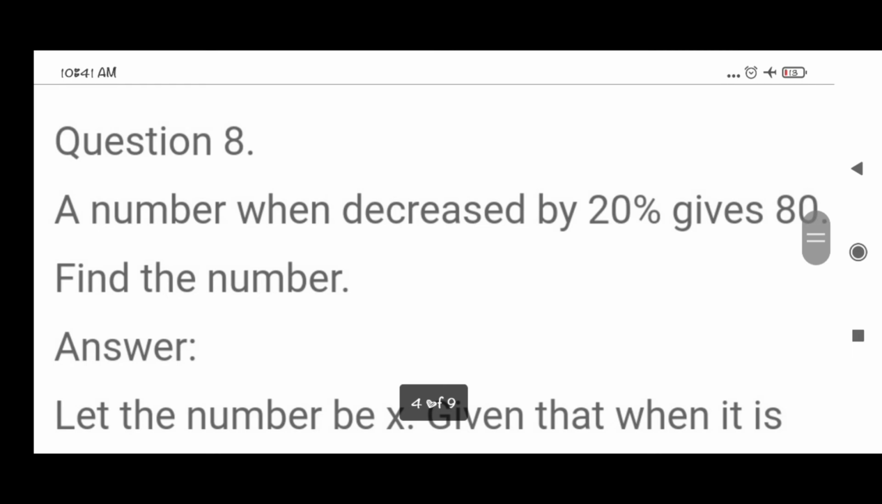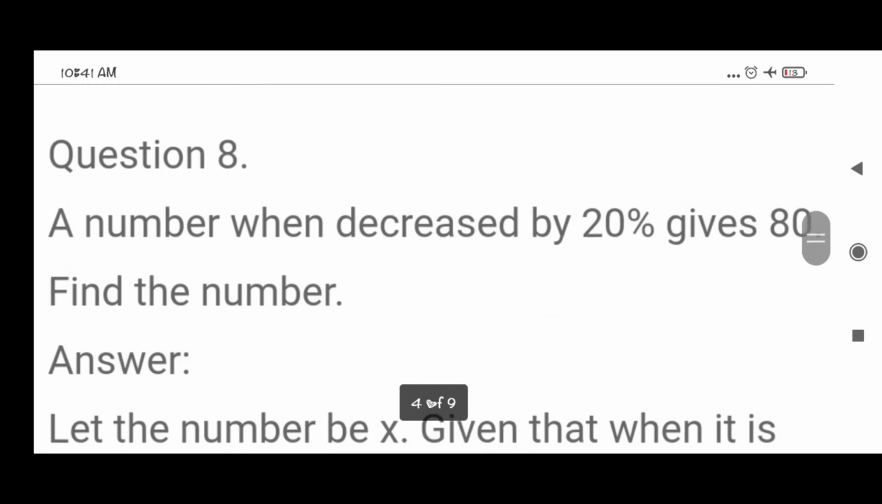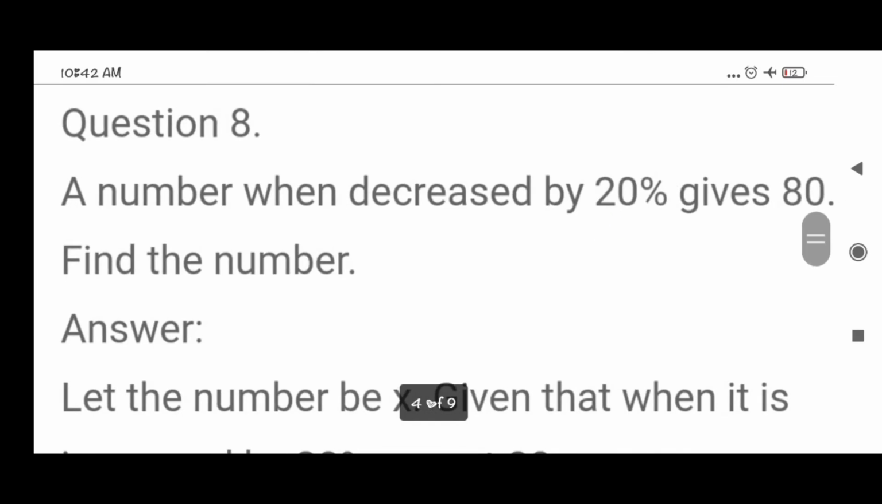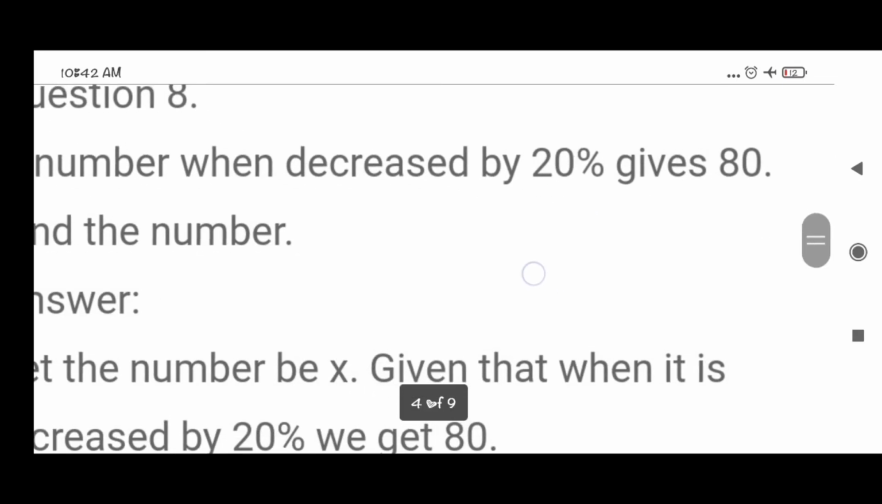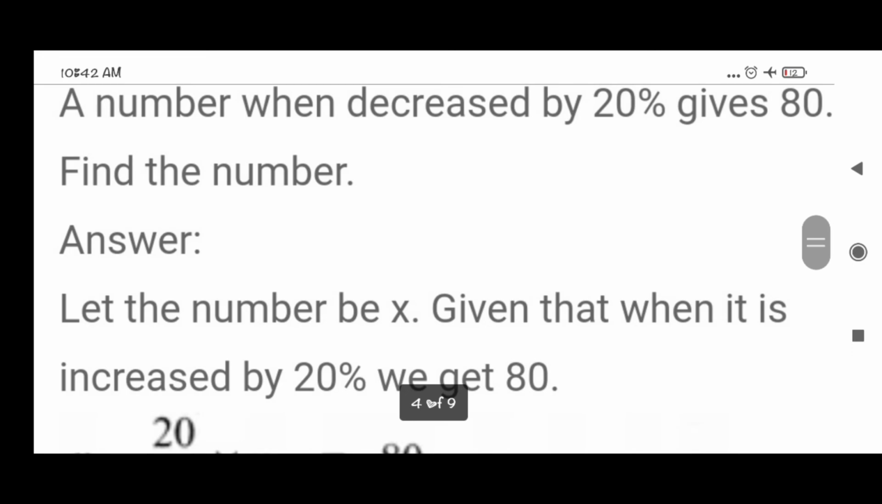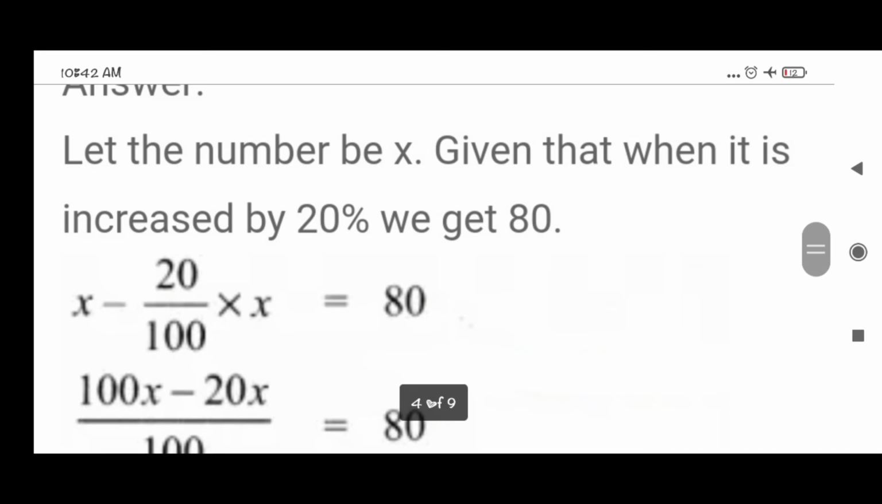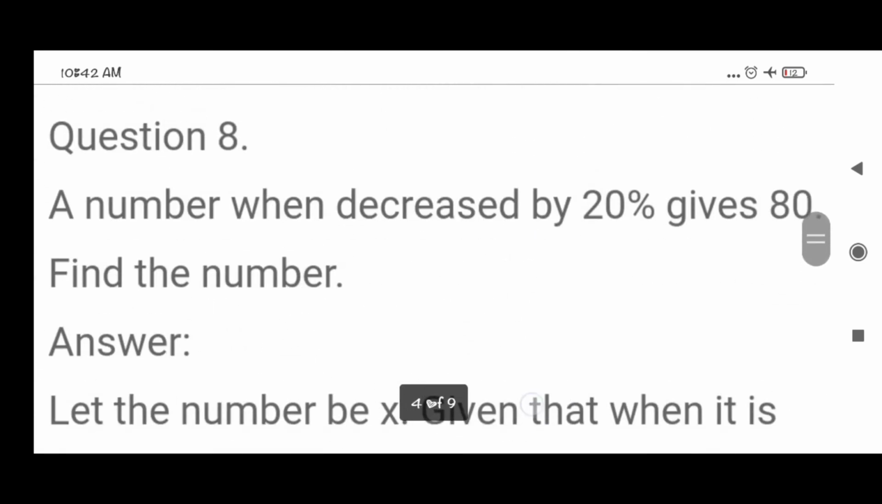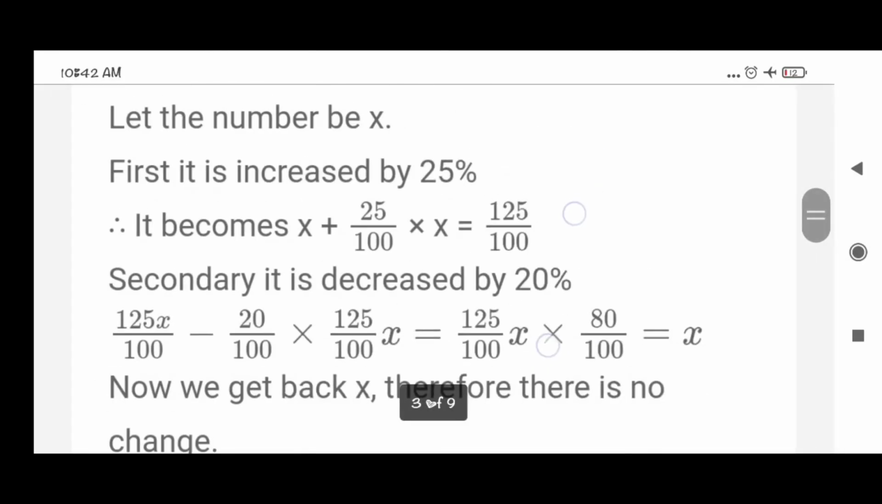So I will attach the PDF along with the sums. You have to copy down in your note. This exercise 4.1 is the portion for the second midterm. So listen to the video carefully and do the sums. A number when decreased by 20% gives 80. Find the number. So when a number is decreased by 20%, the same, let the number be x. Then we are decreasing. So x minus 20 by 100 into x is equal to 80. Like the seventh sum model only. So here we are subtracting. So you have to do that 8th sum. That is your homework.